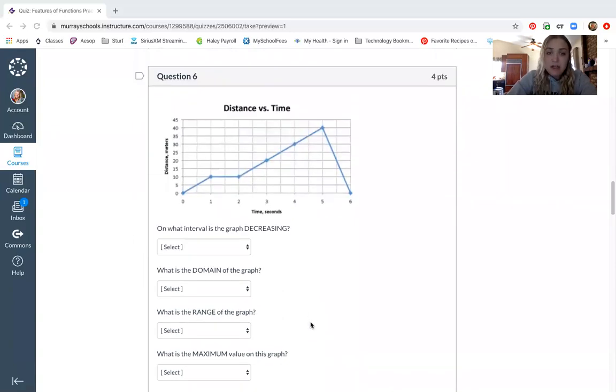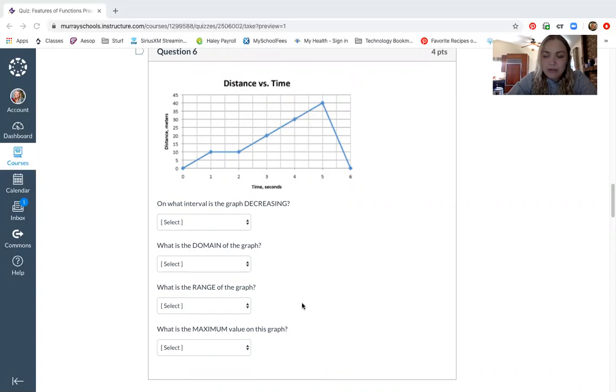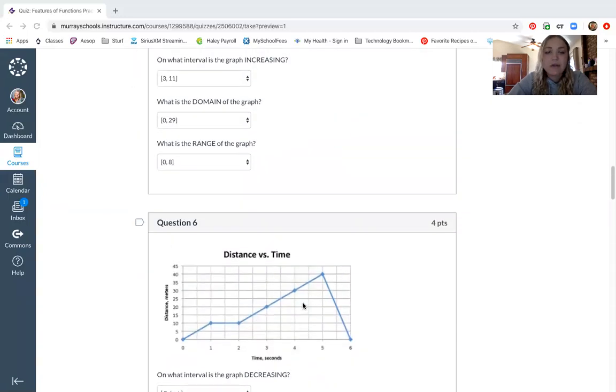Okay, let's go to number 6. On what interval is the graph decreasing? Then it's asking about domain and range. Then it asks about the maximum. Why is the interval 3 to 2? I'm guessing that was asking about the last, 3 to 11.